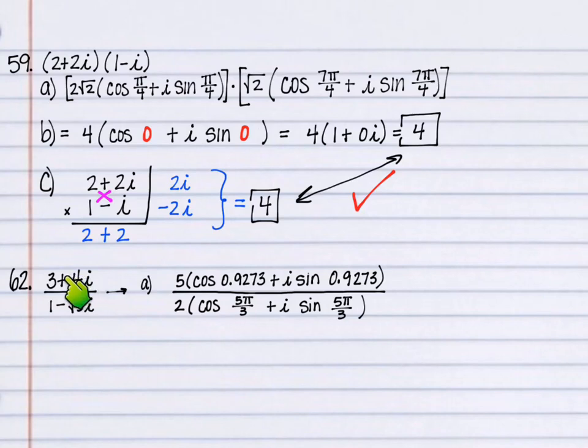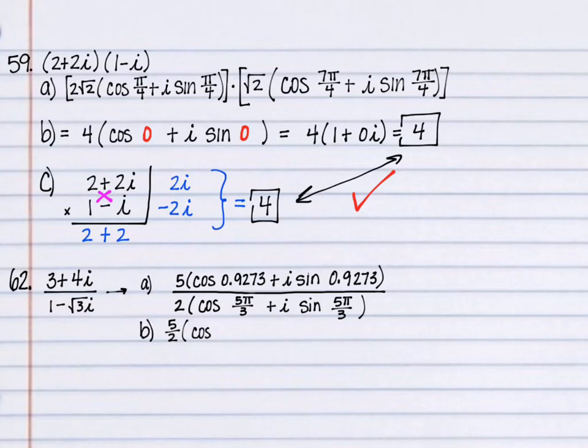Problem number 62, we do the same idea. We find the modulus for this 3 plus 4i, which is going to be 5. It's not a known angle in the unit circle, so we're going to have to use arctangent to come up with this angle, and this angle is in radians. I'm using radians. I prefer to use radians.